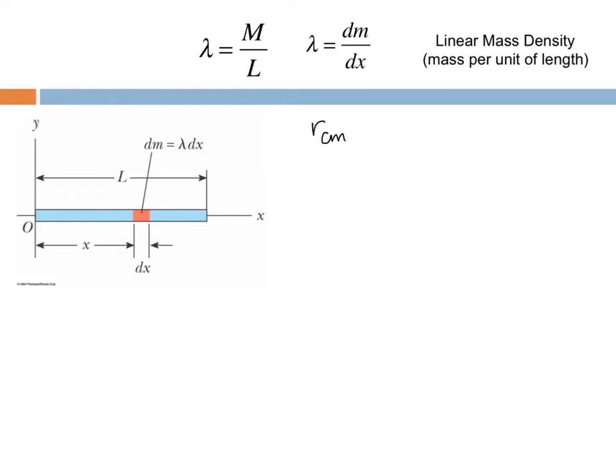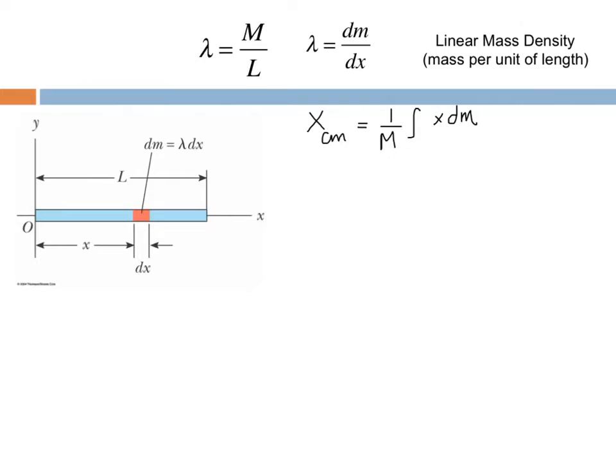The center of mass, x_cm, because everything is lying along the x-axis, is equal to 1 over m times the integral of x dm. Go ahead and replace r with x. Again, I'm using x in this case because all of my mass is located along the x-axis.